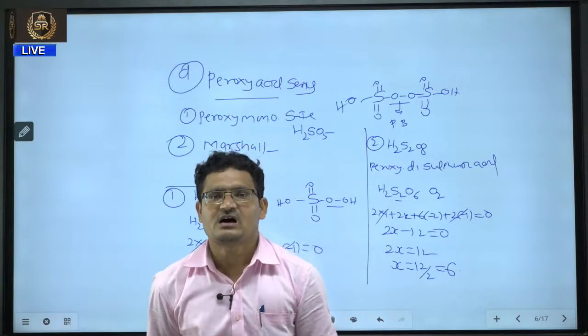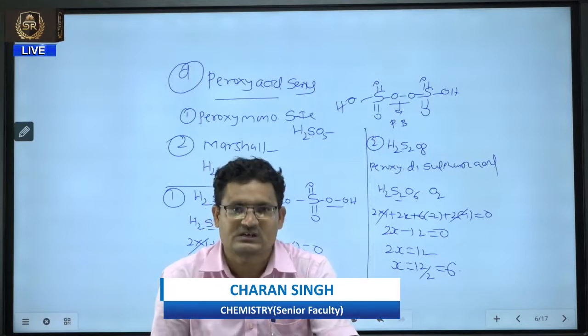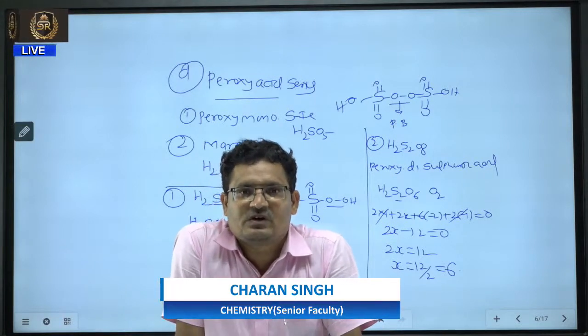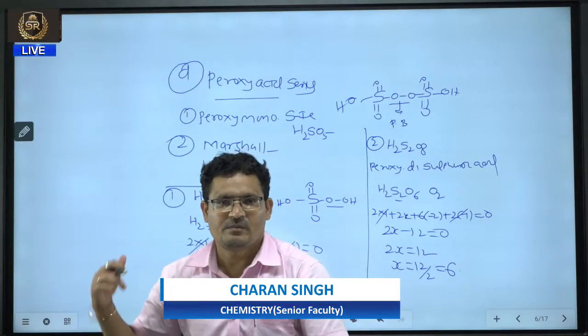This is oxy acids of chalcogens. So these oxy acids of chalcogens are basically 4 types. That is one, sulfurous, sulfuric, thionic, peroxy.